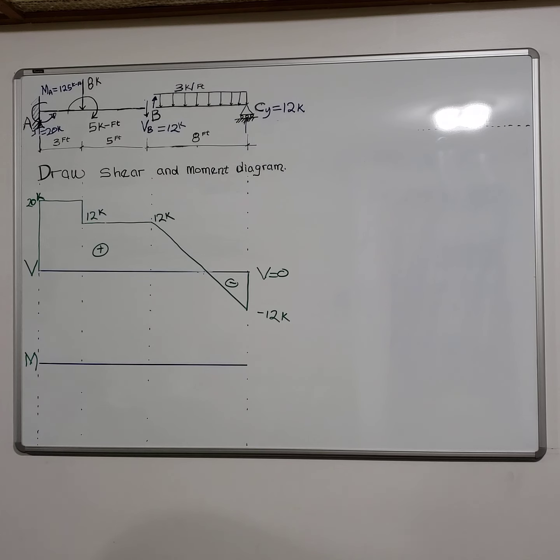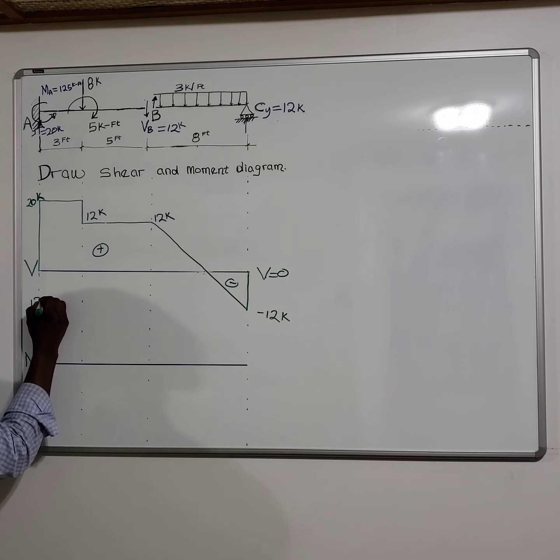Now the area under the curve of your shear diagram makes your moment at that point. So let's start. But before we go on, don't forget that we have a fixed support here, and we have a 125 kip-foot moment. So that means you're starting with 125 kip-foot of moment. That's going to be a straight up moment, like a jump from point 0 up. So that's point 125 kip-foot.